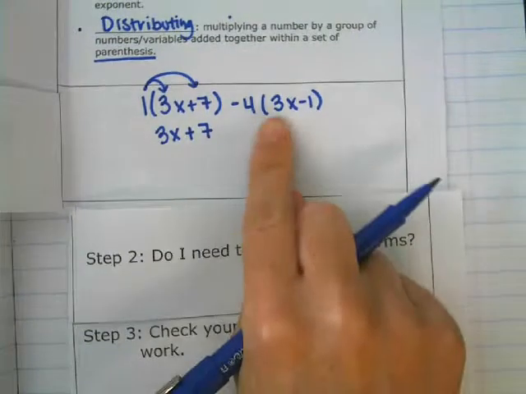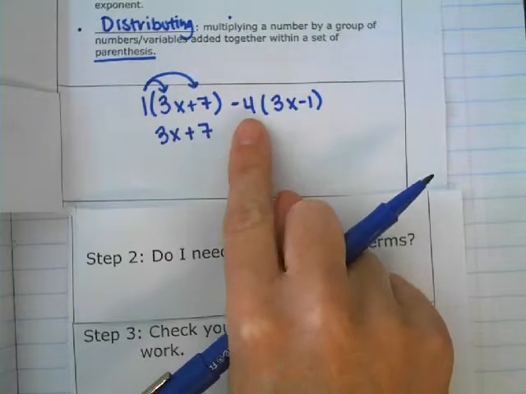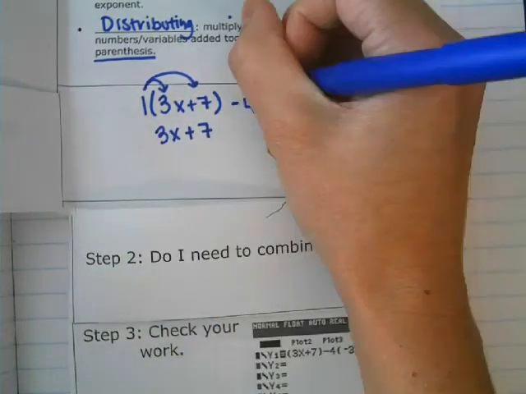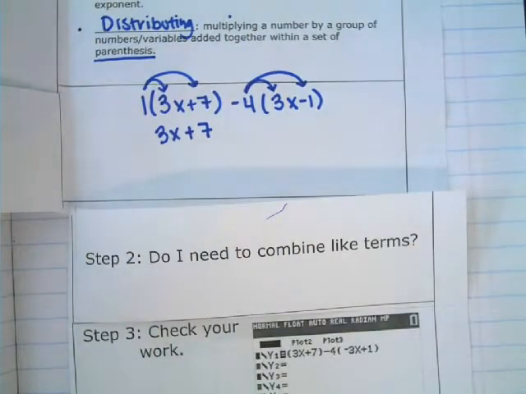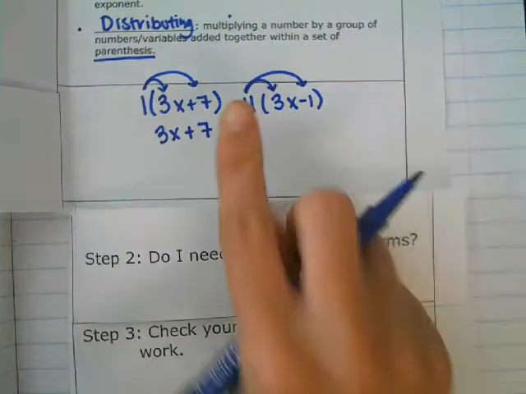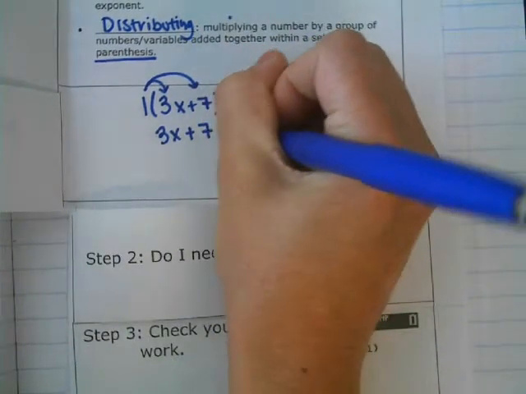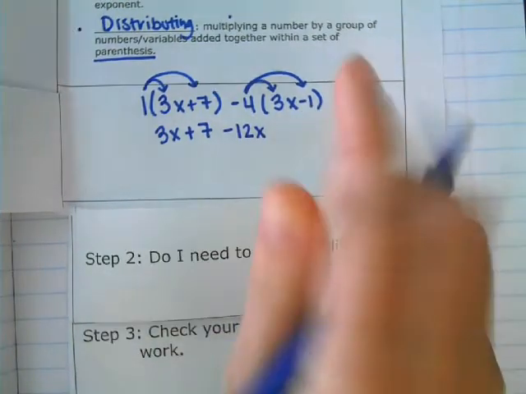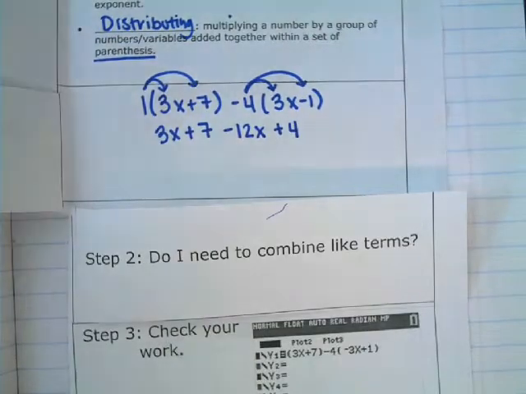Now I have my second set of parentheses that I'm going to have to distribute. So I look directly in front of it. It is a -4. So I'm distributing that -4 inside the parentheses. We multiply. -4 times 3x gives us -12x. -4 times a -1 will give us a +4. We don't have any more parentheses, so we are done distributing.